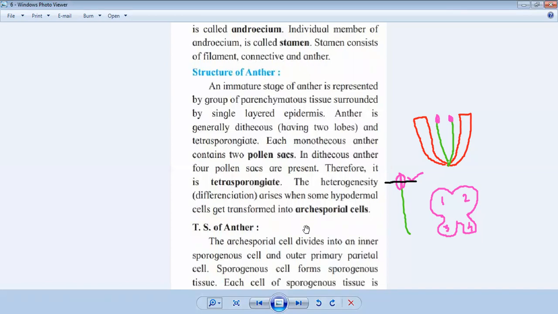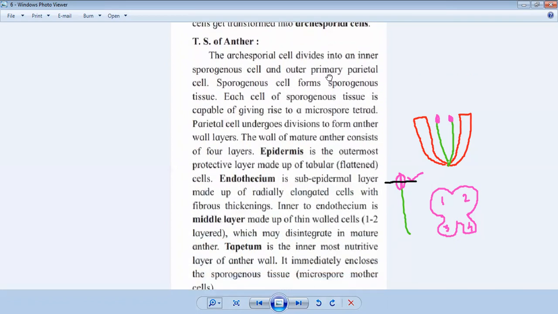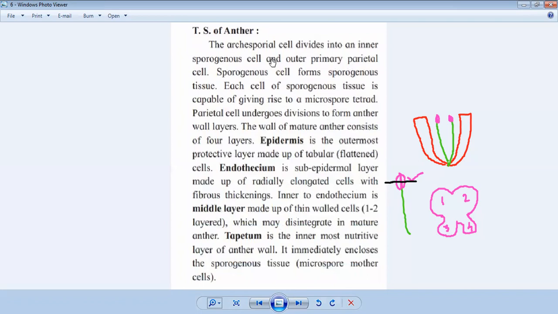ठीक है, एंथर के बारे में हम लोगों ने यहाँ पे देखा कि जो एंथर होता है जनरली एक तो मोनोथिकस होता है या फिर डायथिकस होता है. मोनोथिकस सिंगल लोब, डायथिकस टू लोब्स. अगर टू लोब्स रहते हैं एंथर के और उसे अगर हम लोग ट्रांसवर्सली कट करते हैं तो विल गेट the four chambers. The TS of anther, the archisporial cells divide into the inner sporogenous cells and outer primary parietal cells.